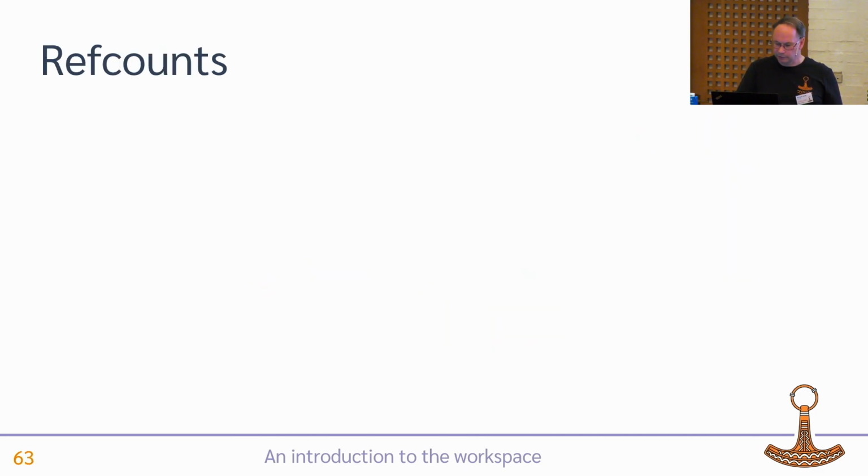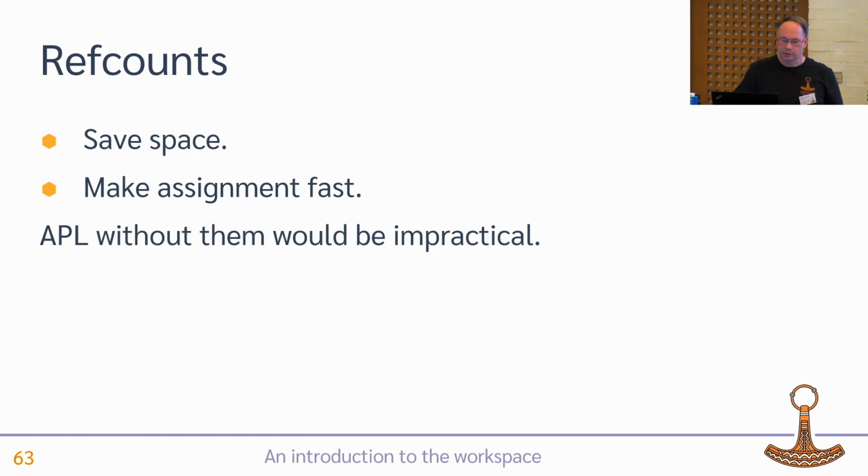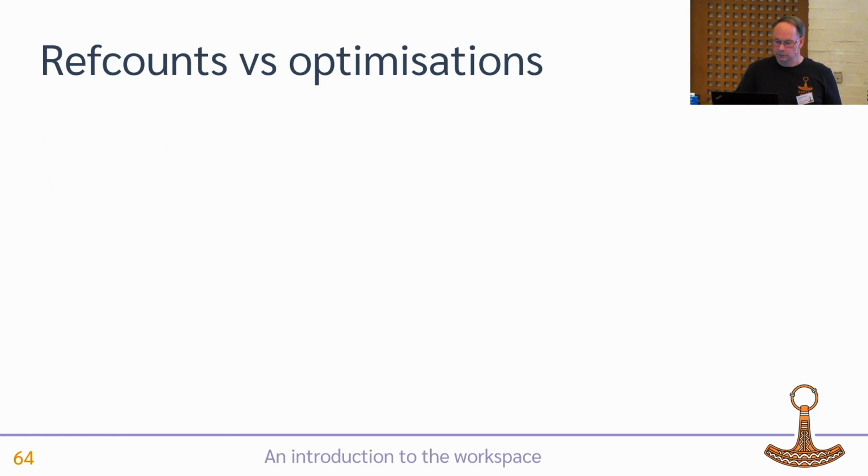So the point about reference counts is that they save space. You saw I didn't need to keep duplicating everything. They also make assignment very fast. And because of the way APL works, it would be impractical to write an interpreter that didn't use reference counting. But reference counting has some very interesting effects on performance.